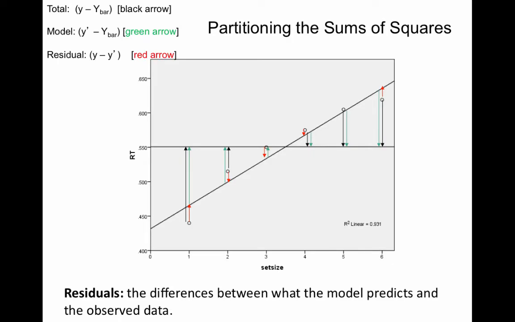Partitioning the sum of squares. So you have the sum of squares total, the sum of squares model, and the sum of squares residual. The model is the green area, and the residual is the red area. The residuals are the difference between what the model predicts and the observed data. The sum of squares total represents how good the mean is as a model of the observed data, the most basic model.